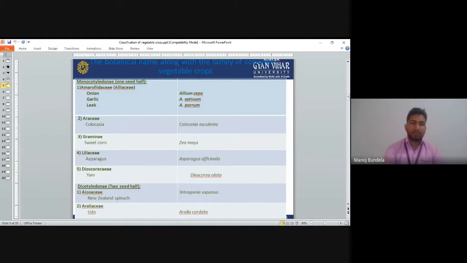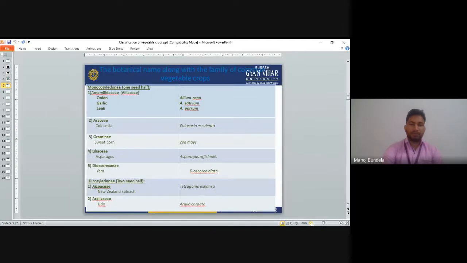Dicotyledons have two seed halves. Dicot means two seeds are present in that. Like the family Aizoaceae, New Zealand spinach belongs to this family, scientific name Tetragonia expansa. Next is Araliaceae. Udo belongs to the Araliaceae family, scientific name Aralia cordata.